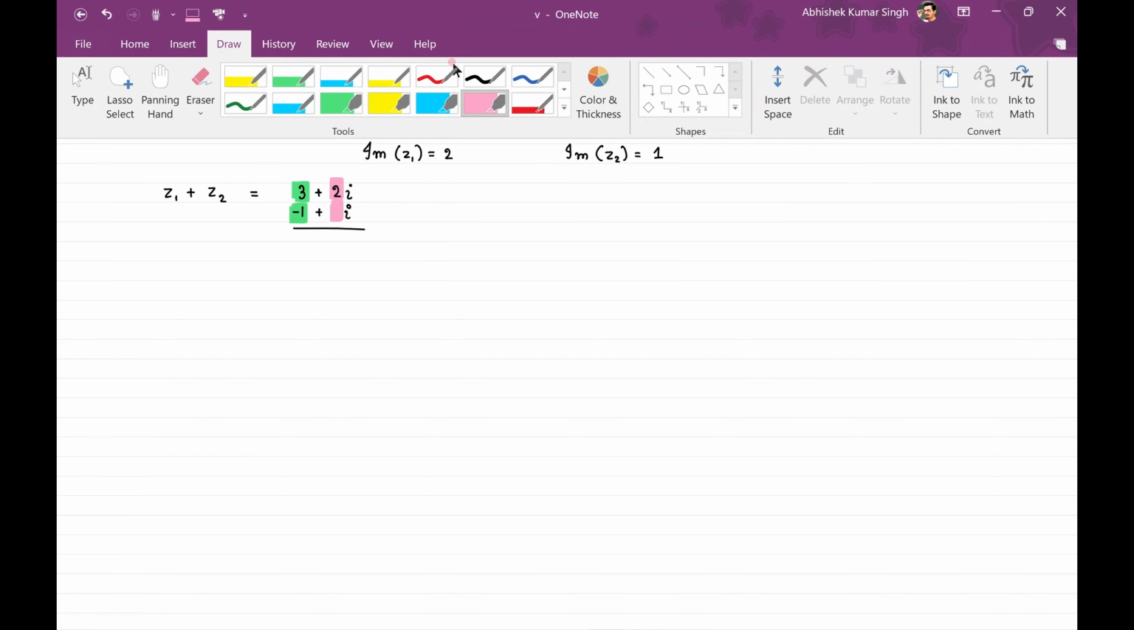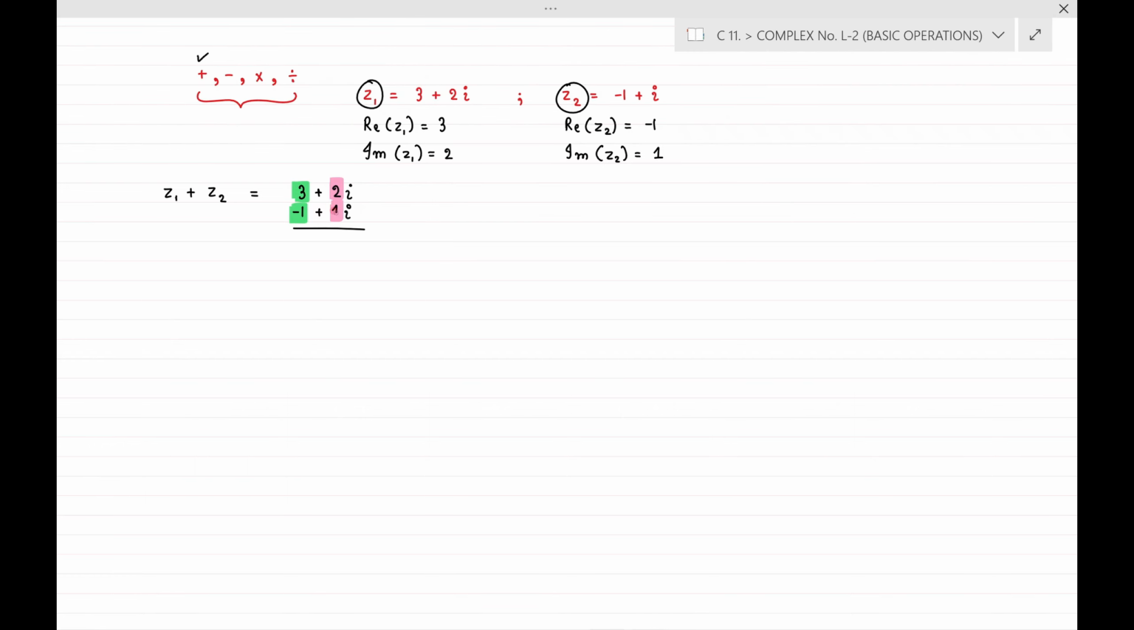Now here, as you can see, the coefficient of iota in the second complex number is 1. Now if you add these two, you get 2, and here you get 3 iota. So the result of z1 plus z2 is 2 plus 3 iota. Now you can see, if a complex number is added to a complex number, the result is also a complex number.